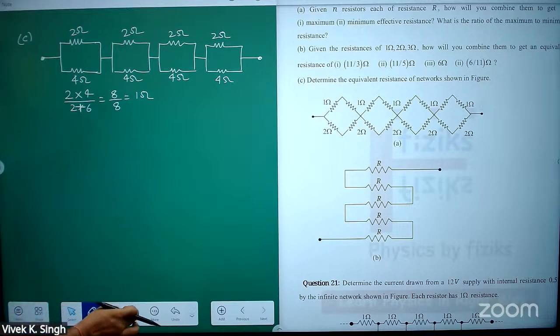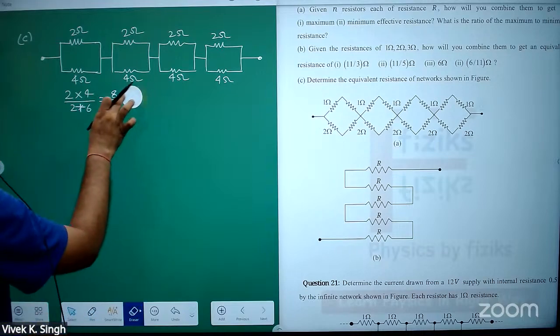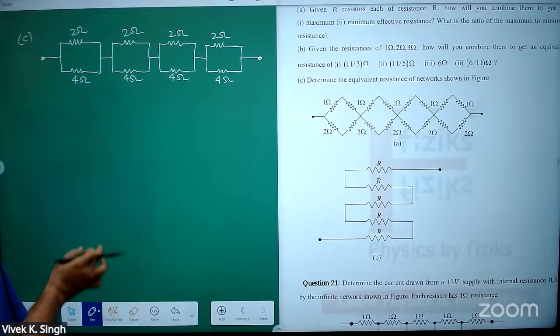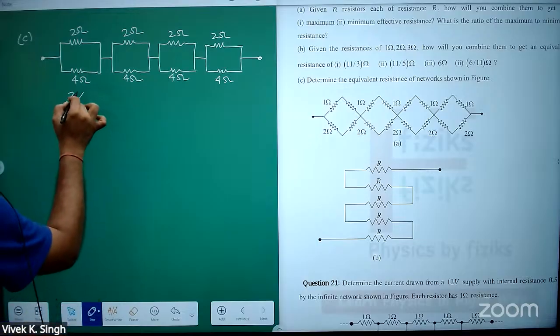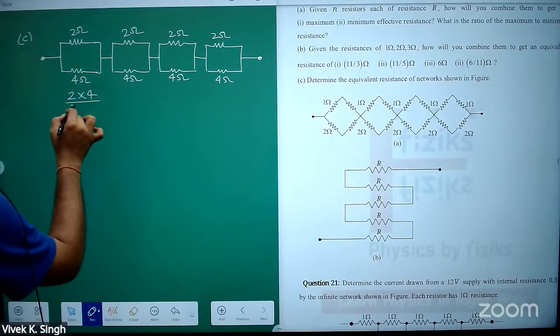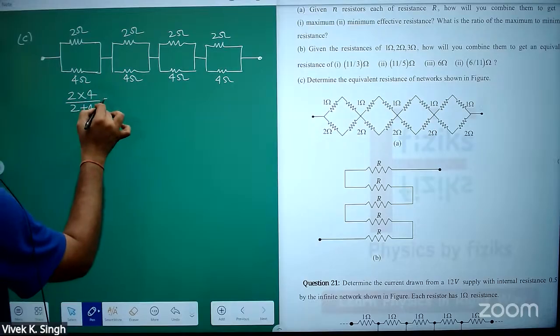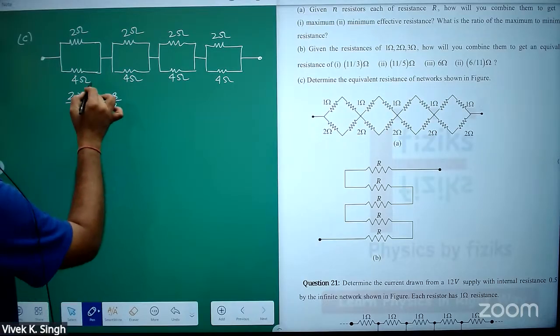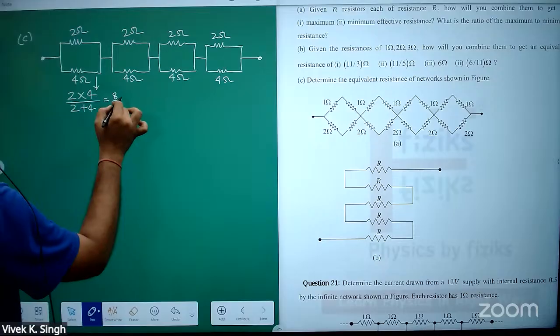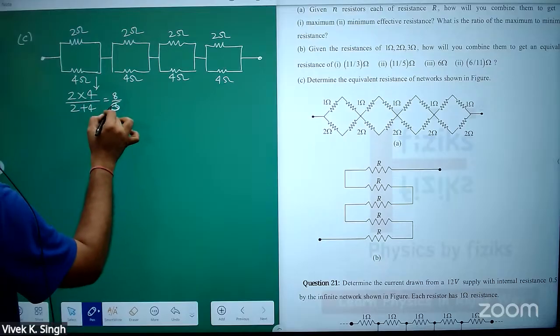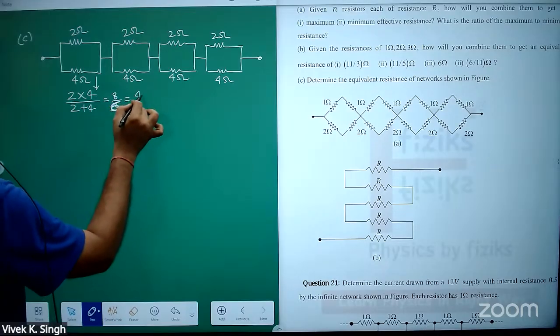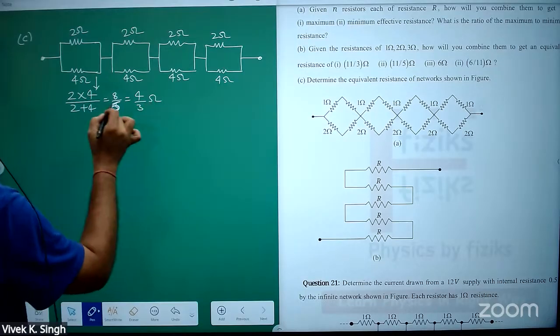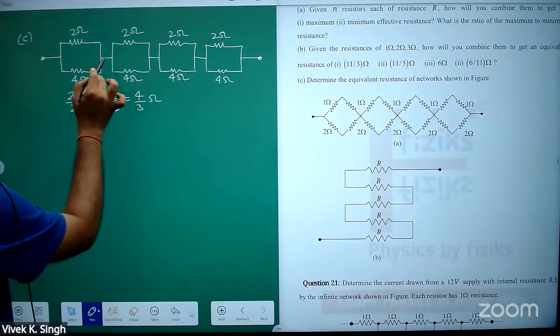Two plus 4, not 6. This is 2. Equivalent will be 2 into 4 by 2 plus 4, so 8 by 3. This is for one particular case. So this is 8 by 6, or this will be 4 by 3 ohms. So one will give you 4 by 3 and they are in series.